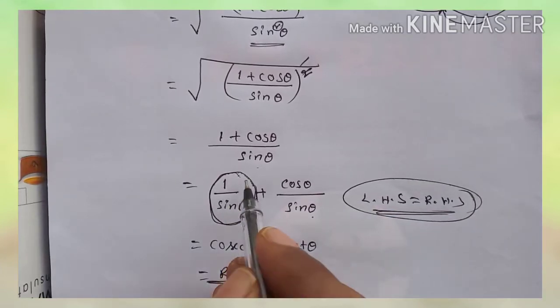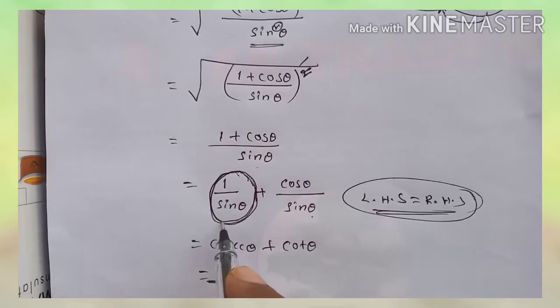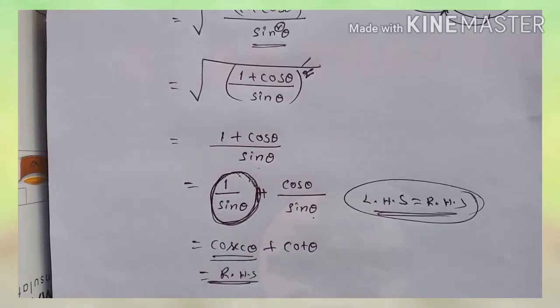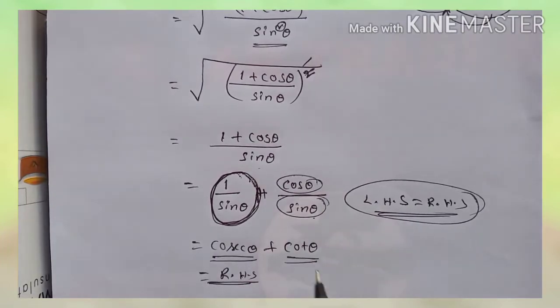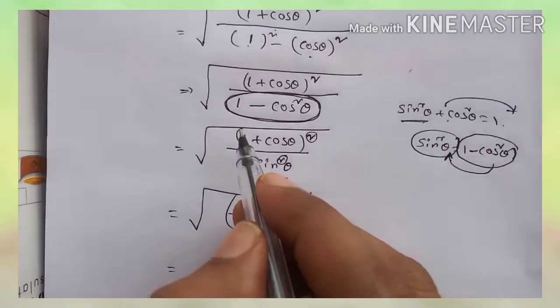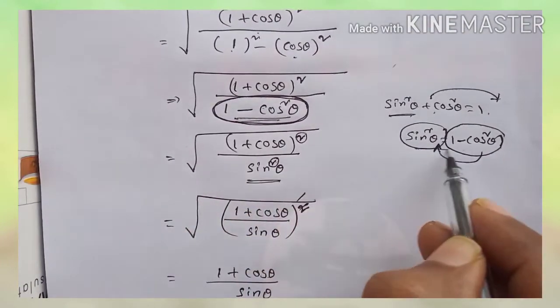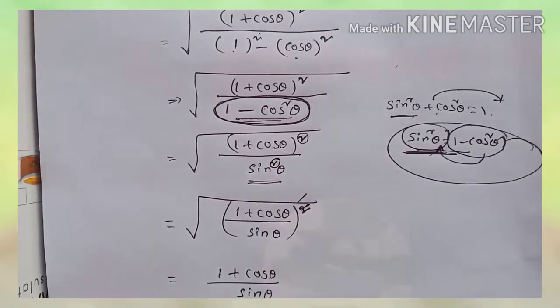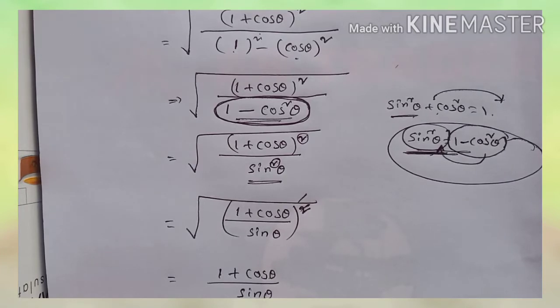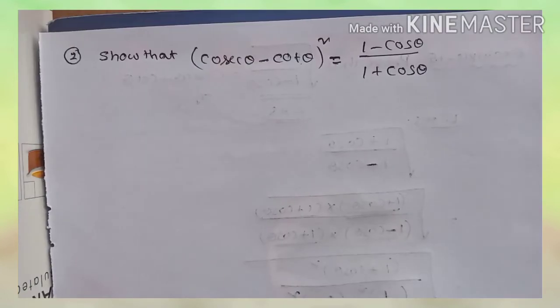Here you have to memorize: 1 by sin theta, the reciprocal of sin theta, is cosecant theta; cos theta by sin theta is cot theta; and 1 minus cos square theta is equal to sin square theta. These are point number 1, point number 2, point number 3. You have to recall those, then you will be able to understand the problem. Okay, with the same model we can go for the next problem, a same-type problem.